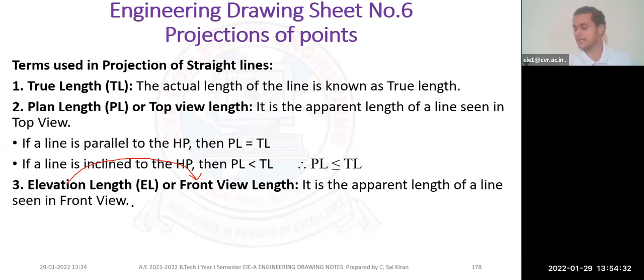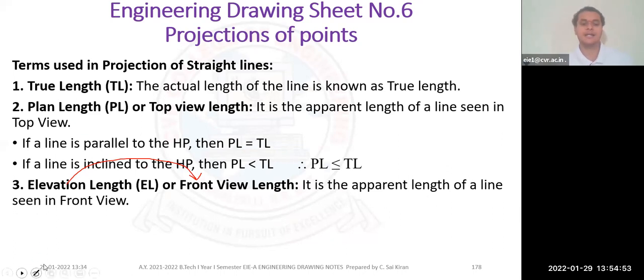So whenever I'm seeing a line in the front view, so this is my vertical plane. Whenever I'm seeing any line in the front view, this is my elevation length. Whatever line I'm seeing, this is my elevation length. And the same principle is applied here.